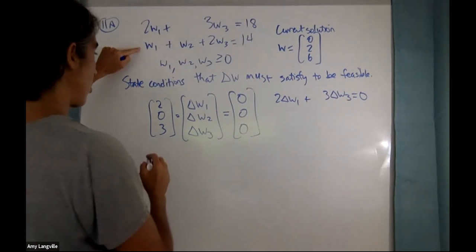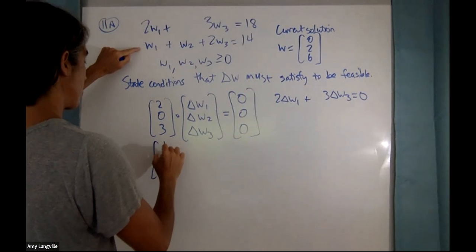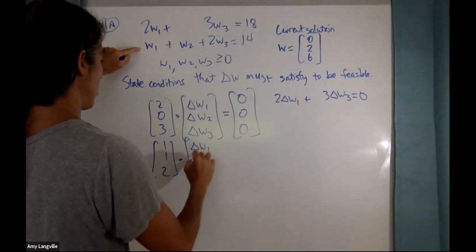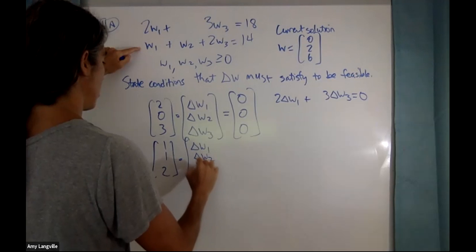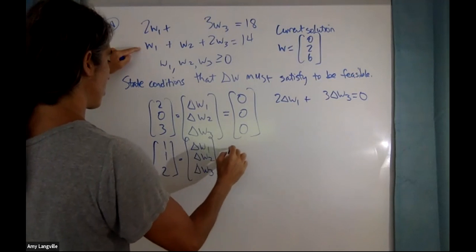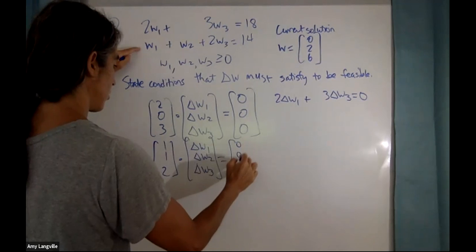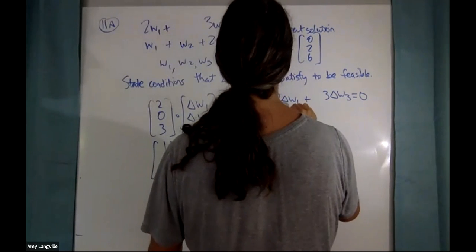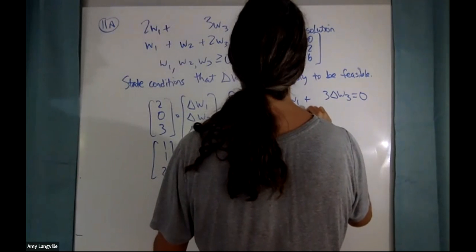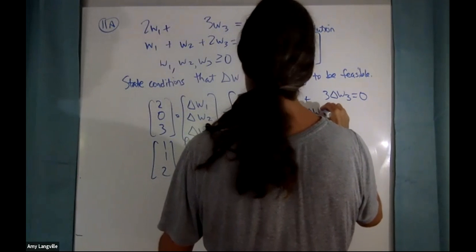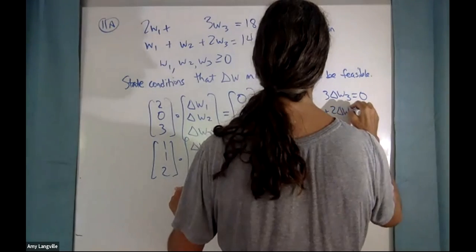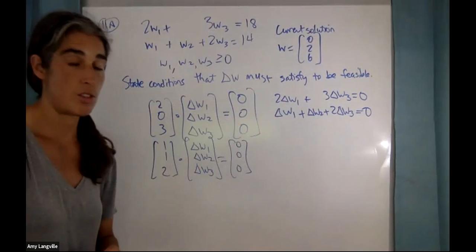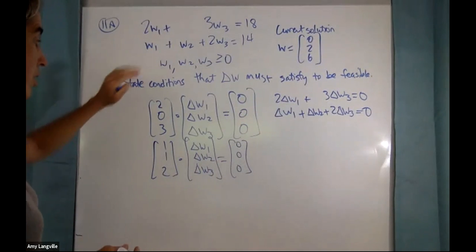And then the next one is also an equality. So we pull off the coefficients 1, 1, 2, dotted with the proposed direction vector, which has 3 components. That also, because it was an equality, has to be equal to 0. So we'll have delta W1 plus delta W2 plus 2 delta W3 equals 0. 2 equations, 3 unknowns, but we have a few more conditions.